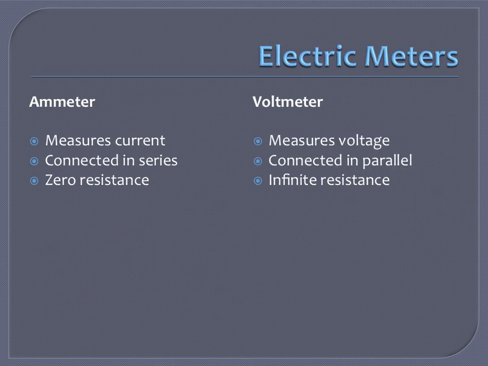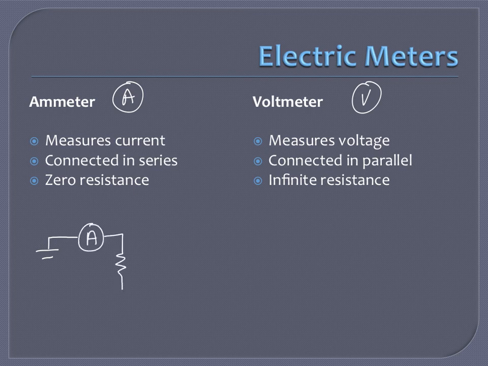Alright, now let's get into the differences between the 2 meters. So we use ammeters to measure current and voltmeters to measure voltage. Ammeters are always connected in series. Why? Because they have 0 resistance. By having 0 resistance, you do not disturb the flow in the circuit. You're able to get by and pretty much be invisible in the circuit and not affect what's going on.